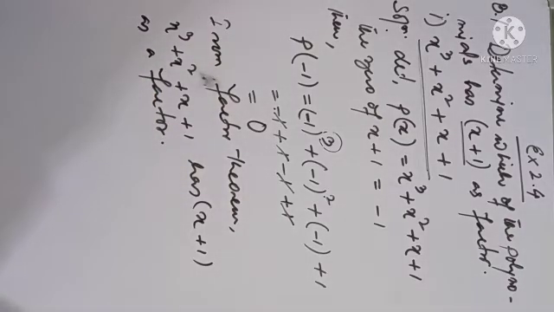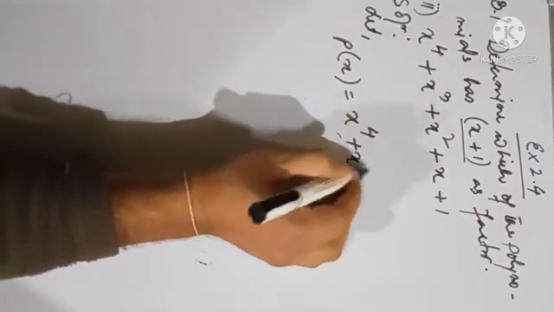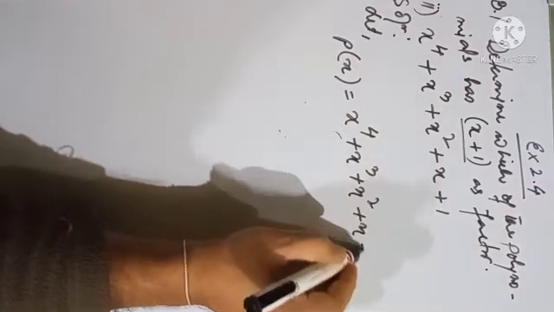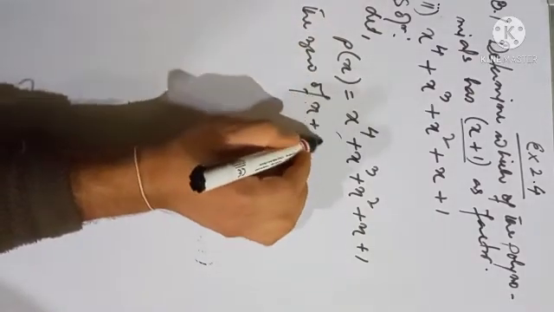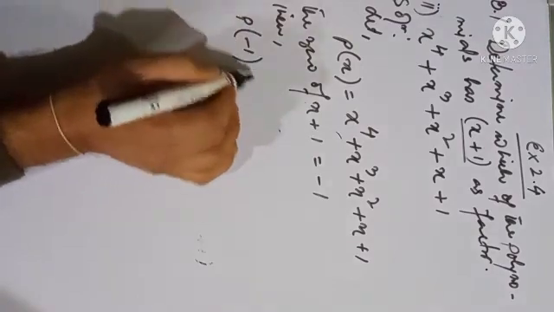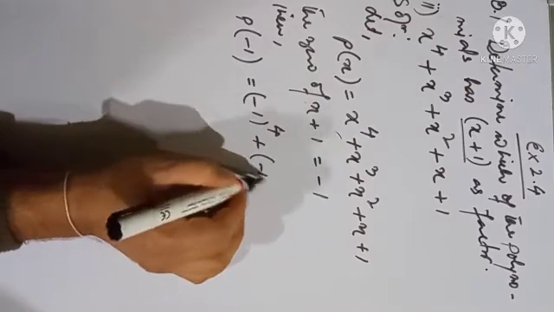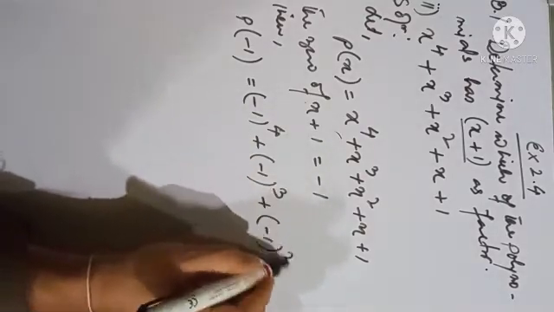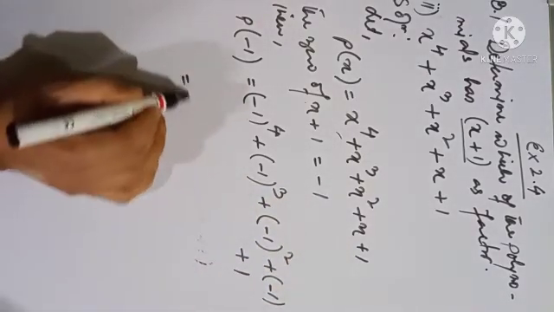Now we have completed the first one. After this, we'll do the second one. Let p of x equal x to the power 4 plus x cubed plus x squared plus x plus 1. Now the zero of x plus 1 is minus 1. Then let us find p of minus 1. p of minus 1 equals minus 1 whole to the power 4 plus minus 1 whole cubed plus minus 1 whole squared plus minus 1, and last we have plus 1.